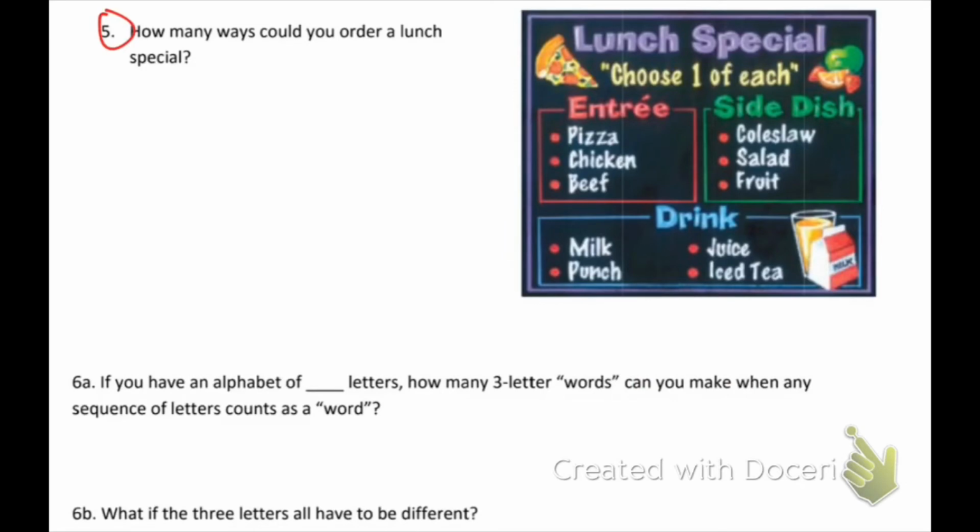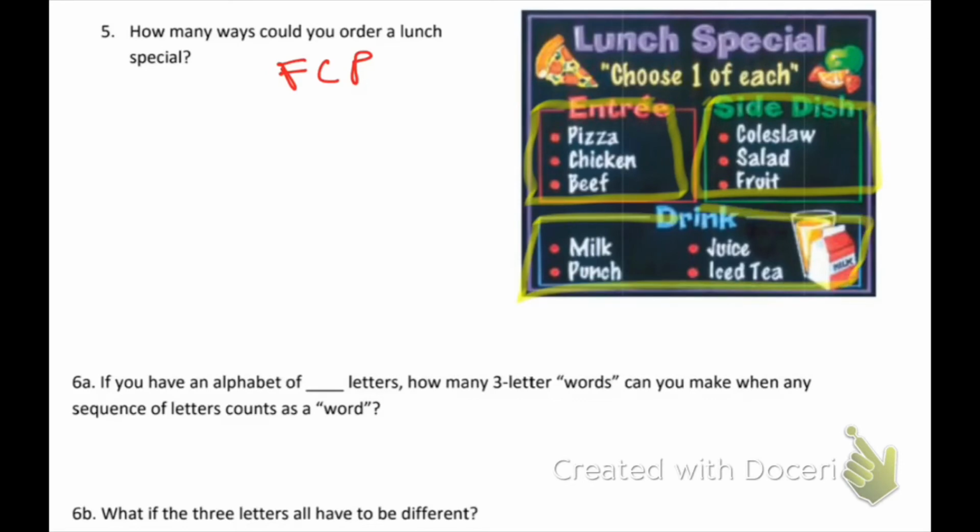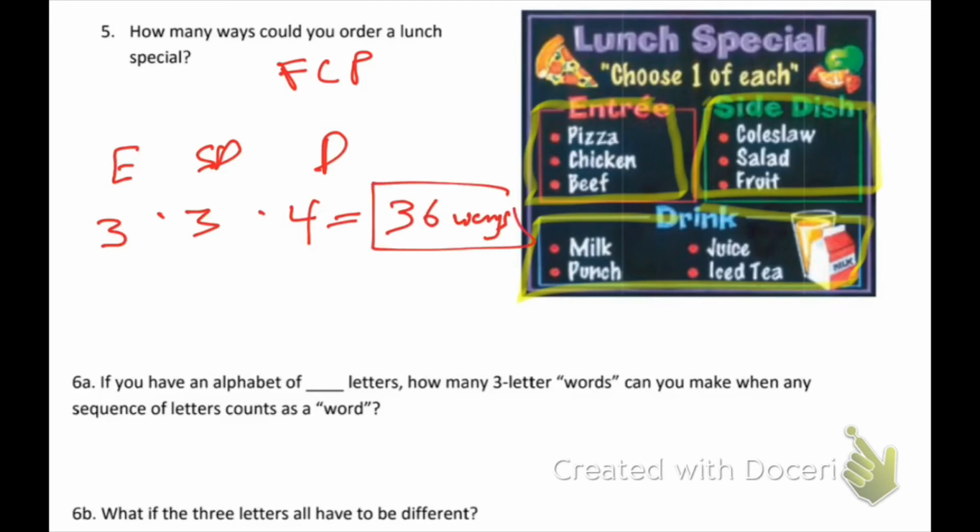Number 5, how many ways could you order a lunch special off this given menu? So using the fundamental counting principle, we have our entrees, we have our side dishes, and then we have our drinks. So what are the total number of ways that you could order off of this menu? Well, for our entrees, we have 3 options. For side dishes, we have 3 options. For our drinks, we have 4 options. So using the fundamental counting principle, that is going to give you 36 ways.